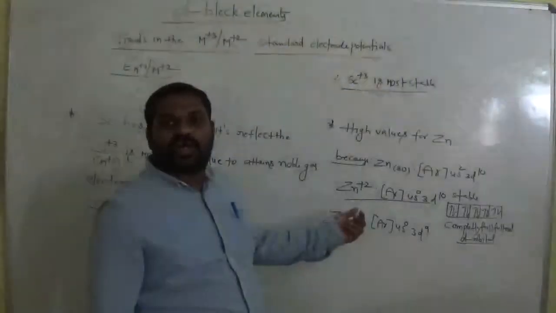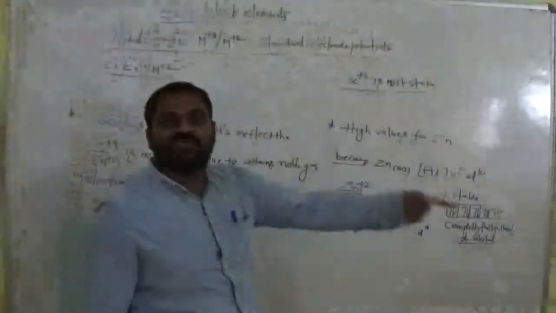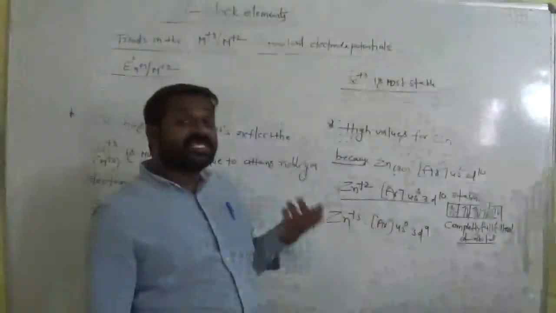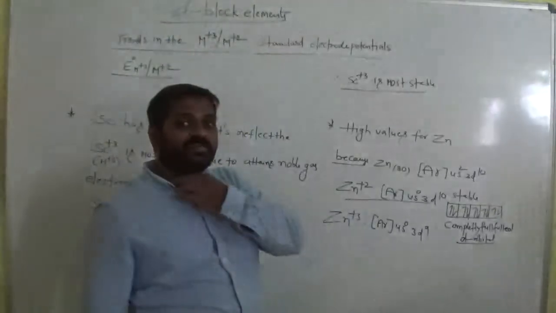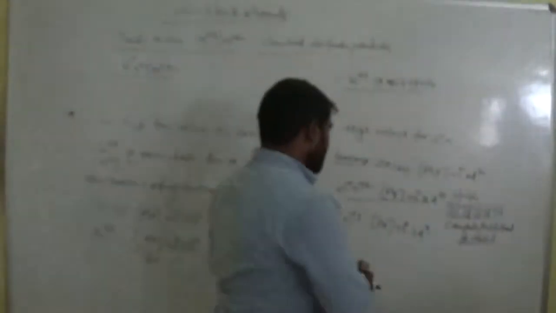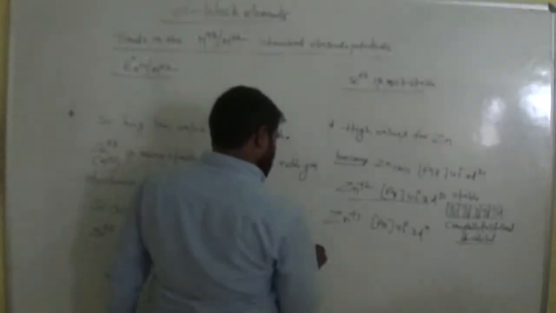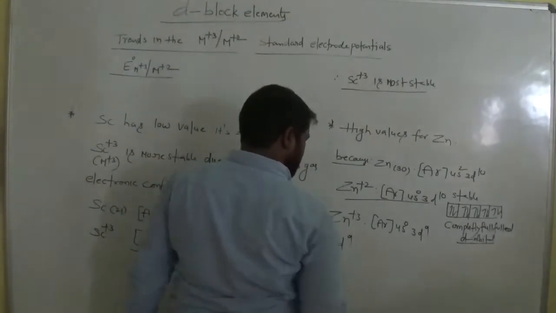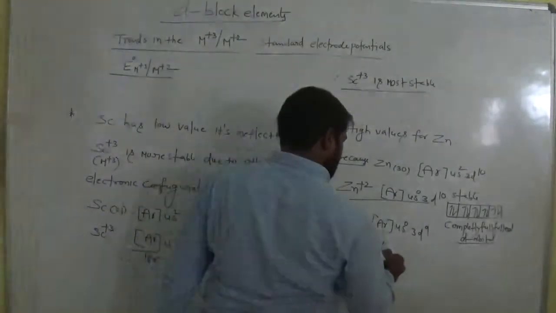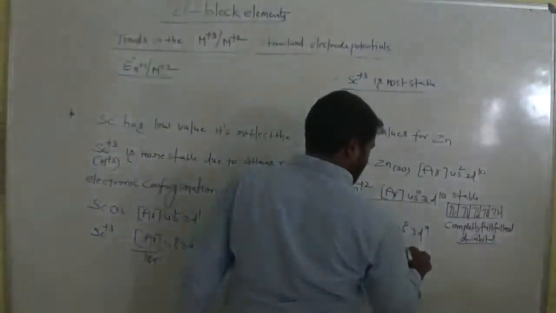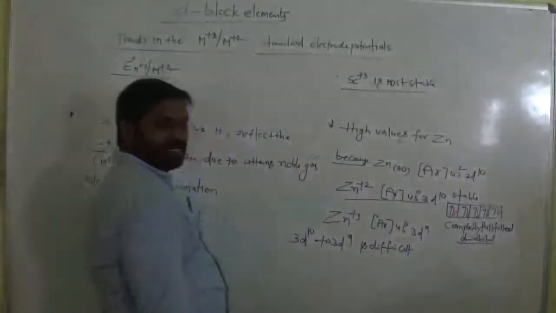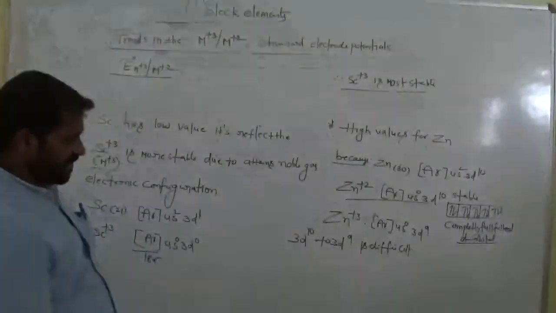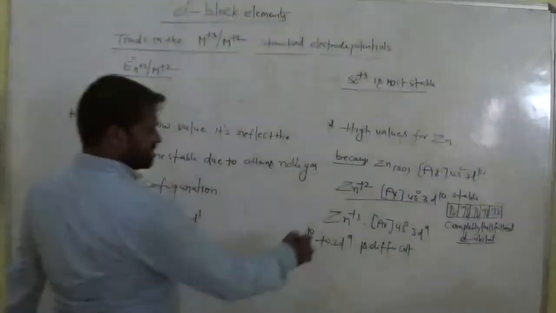Unable to lose means it acts as an oxidizing agent. If it easily loses electrons, it is a good reducing agent. If it is difficult to lose electrons, it is an oxidizing agent. So for an oxidizing agent, what are the reduction potential values? High, almost positive. Clear, students? So here 3d10 to 3d9 is difficult. So zinc has more standard electrode potential values. Okay, so this is the stable one.